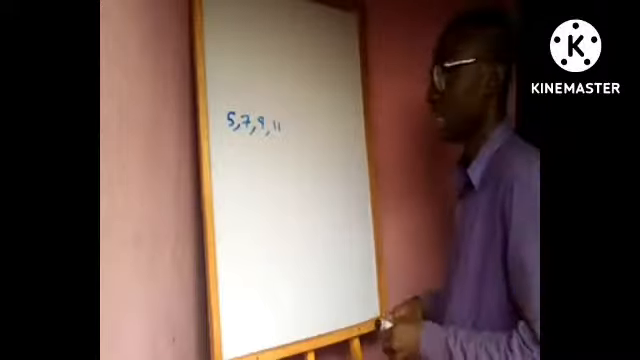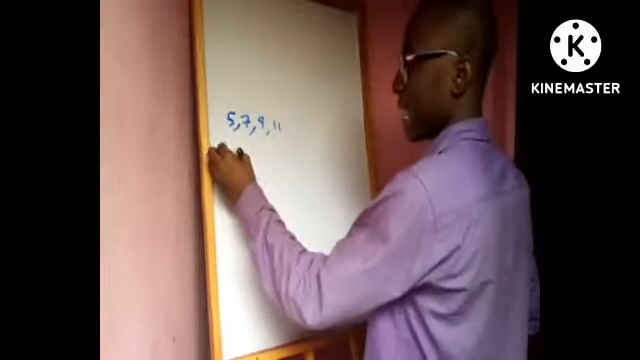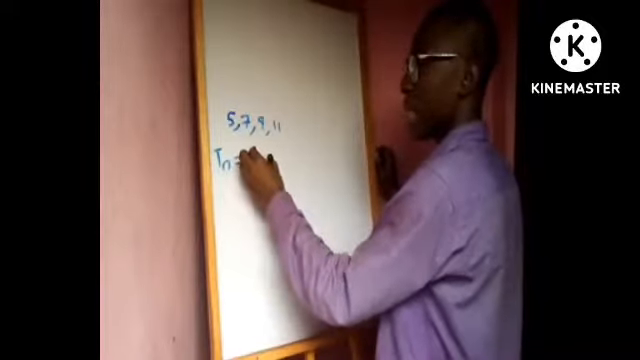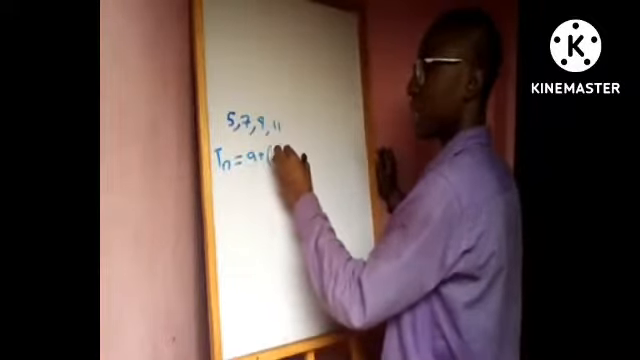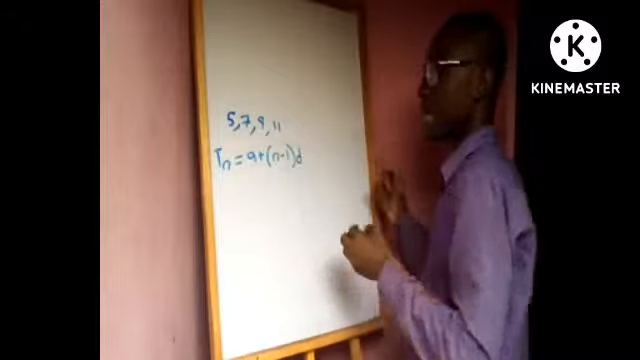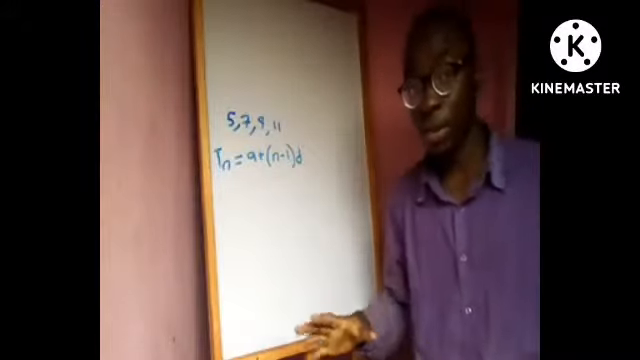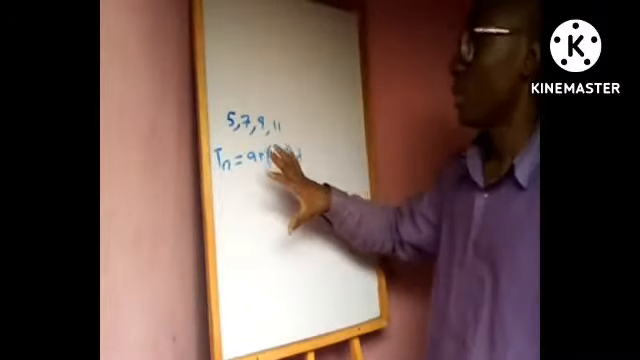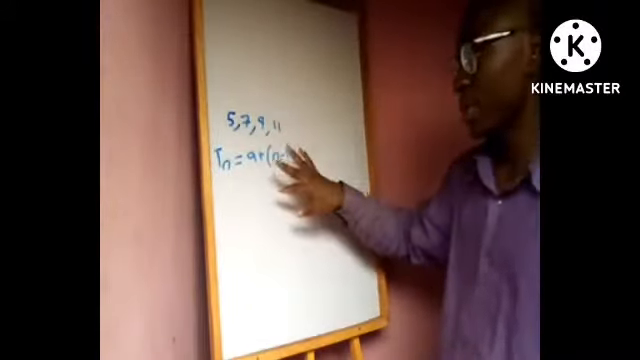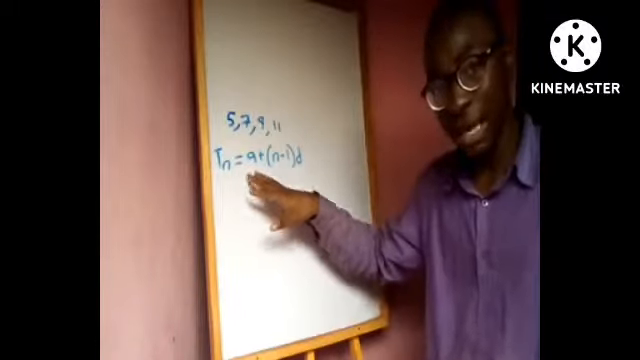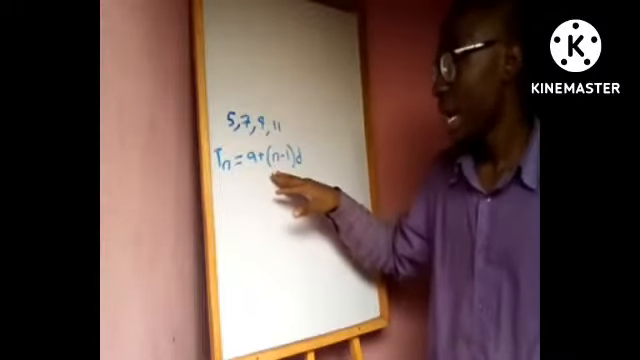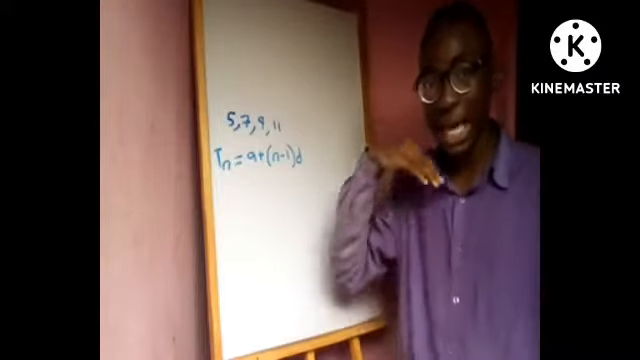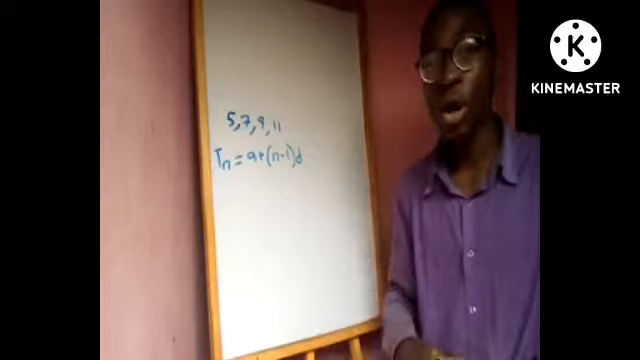When you are looking for the nth term of an arithmetic progression, you represent it as Tn equals a plus open bracket n minus 1 times d. This is not a very difficult concept to grasp. It's the general formula for an arithmetic progression: the nth term equals the first term plus n minus 1 times the difference. The difference is that common number that is added to subsequent values of that progression.